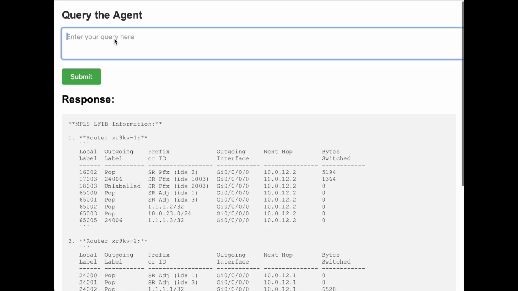So my question will be, do you see any issue with this label assignment on the routers? Do you think MPLS LSP is working?